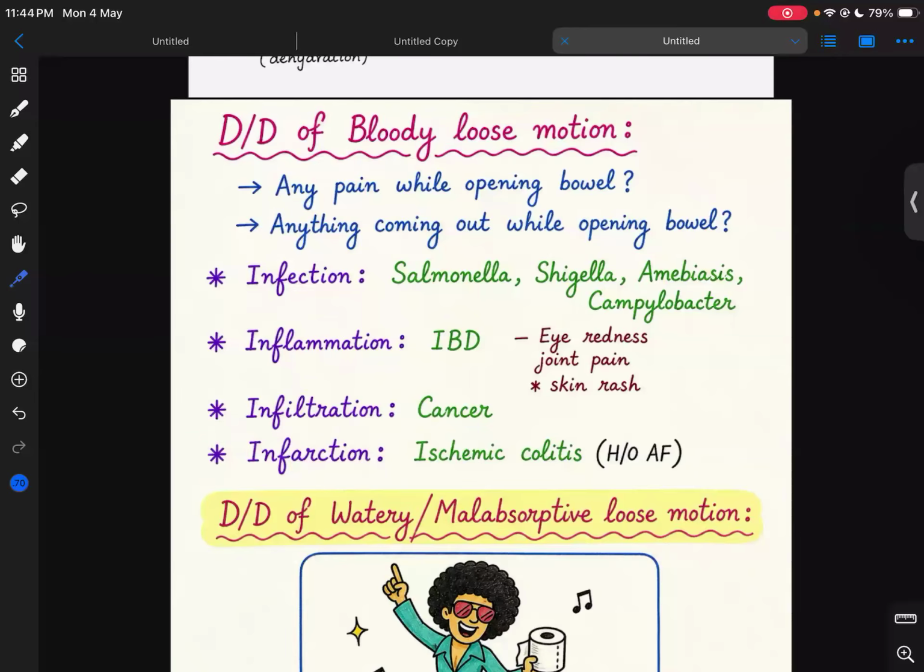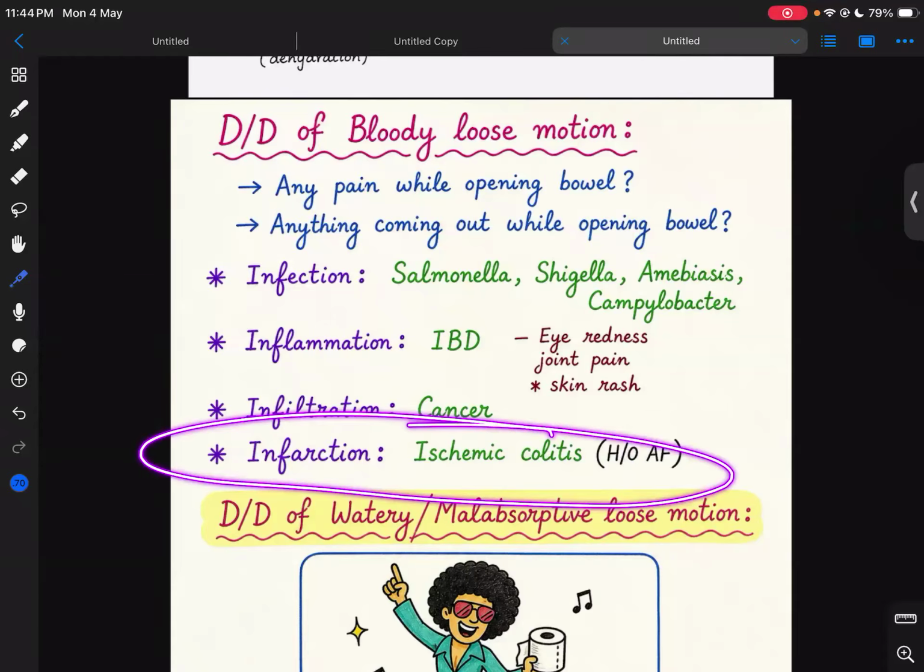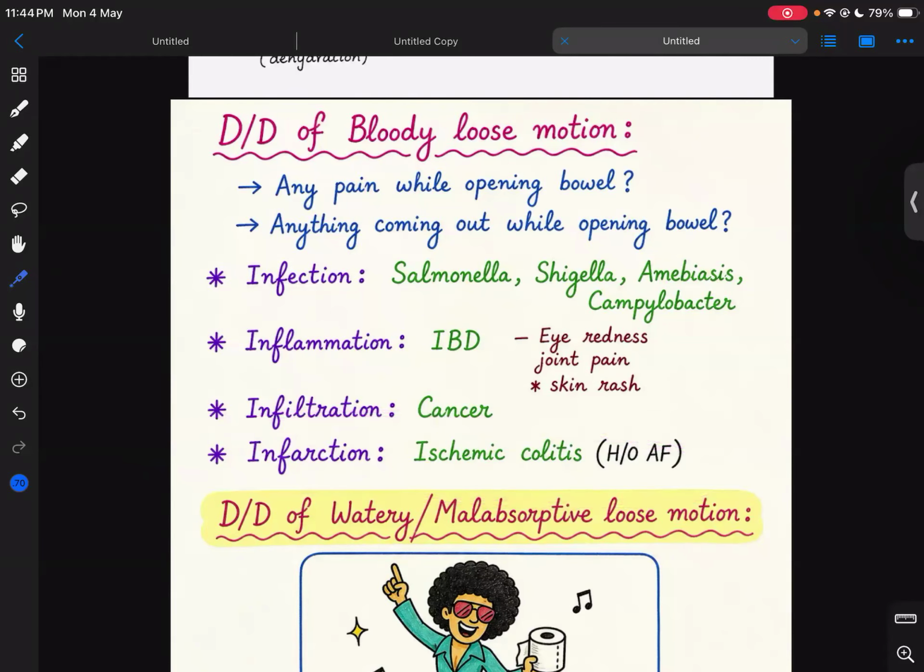It has not come up till now, but the patient will have some form of atrial fibrillation when you feel the pulse. It is mostly a surgical case, so it is less likely to be given in the PACES exam. So these are the differential diagnoses of bloody loose motion.